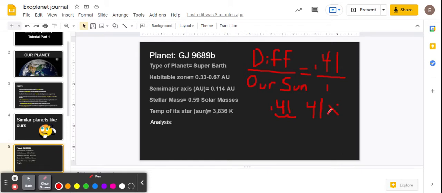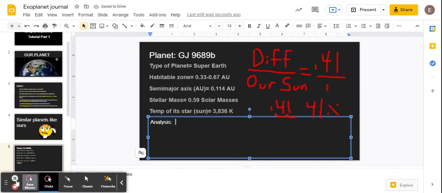So that'll be the first thing you'll write about in your analysis. We would say that GJ's star is smaller than our sun by 0.41 solar masses, which is 41% smaller.